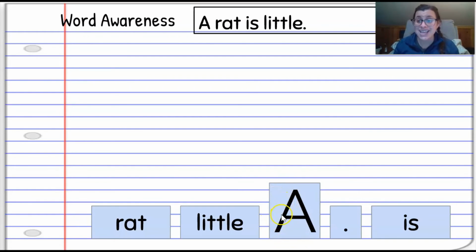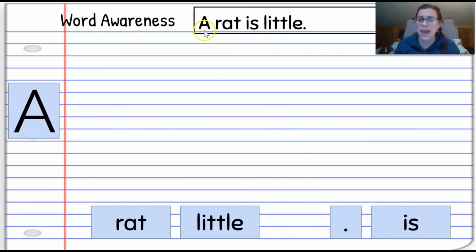We know A is a letter, but the letter A is also a word. When we're writing sentences, this is the word A. And this word A is uppercase. So that is the first word in my sentence. I can always go back and reread my sentence, a rat is little, and see that A is the first word. What word did you choose next? Rat? What can I do to find the word rat? We've been doing a lot of stretching and a lot of tapping, and I could always go through all of my words and do that.